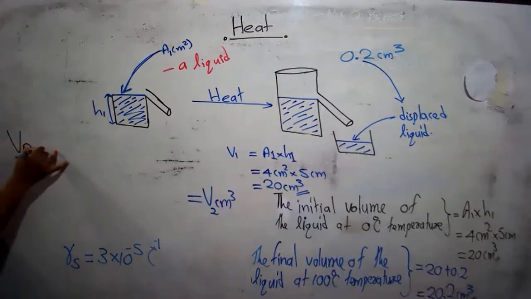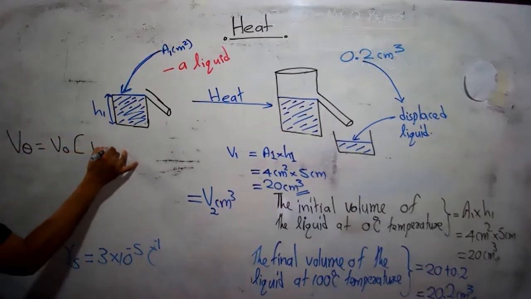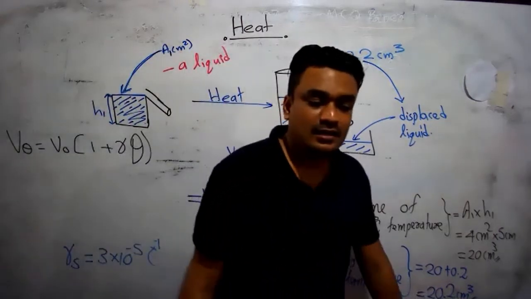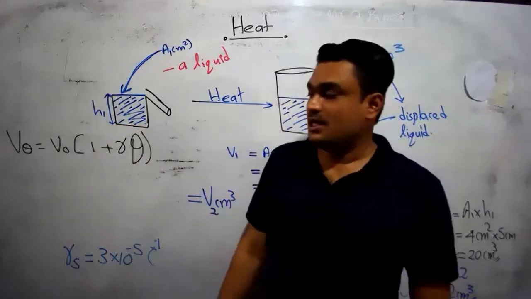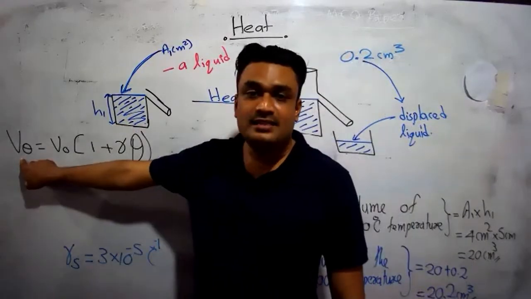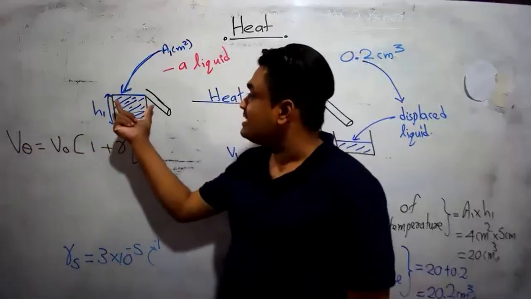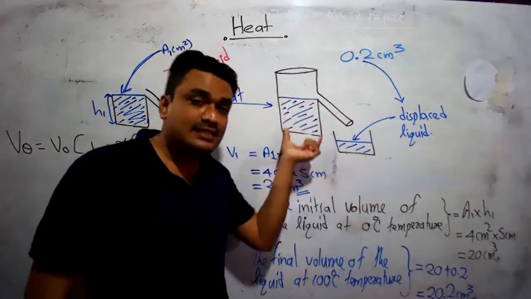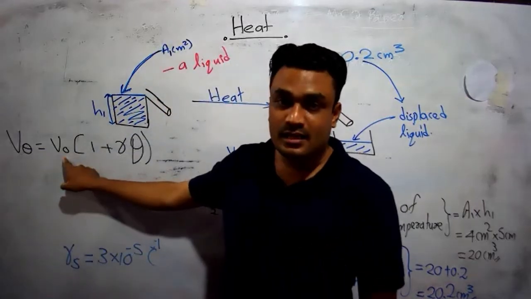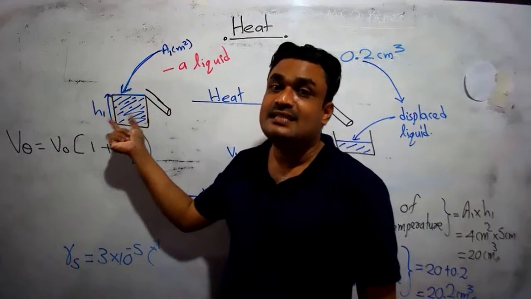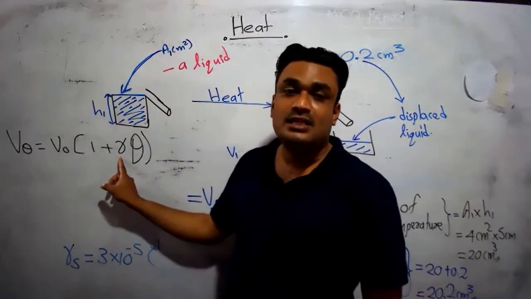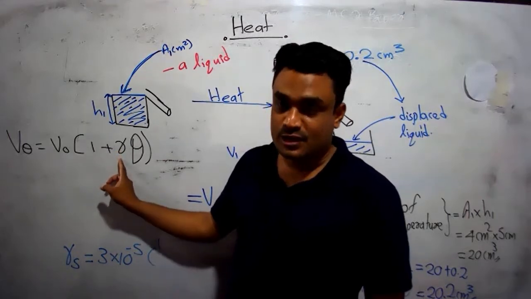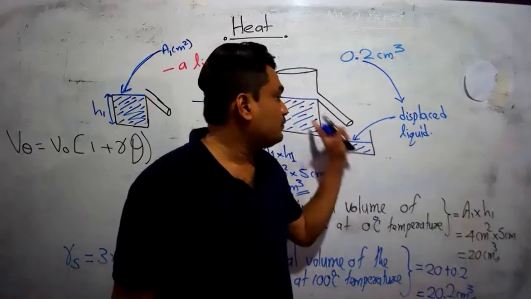V theta equals V naught into 1 plus gamma theta. What's the equation that I'm going to apply here? V theta equals V naught into 1 plus gamma theta. V theta is the volume of the section of the vessel at theta degree Celsius. V naught is the volume of the section of the vessel at 0 degree Celsius. Gamma is a constant known as the coefficient of volume expansivity of a solid. Theta is the final temperature of the liquid.